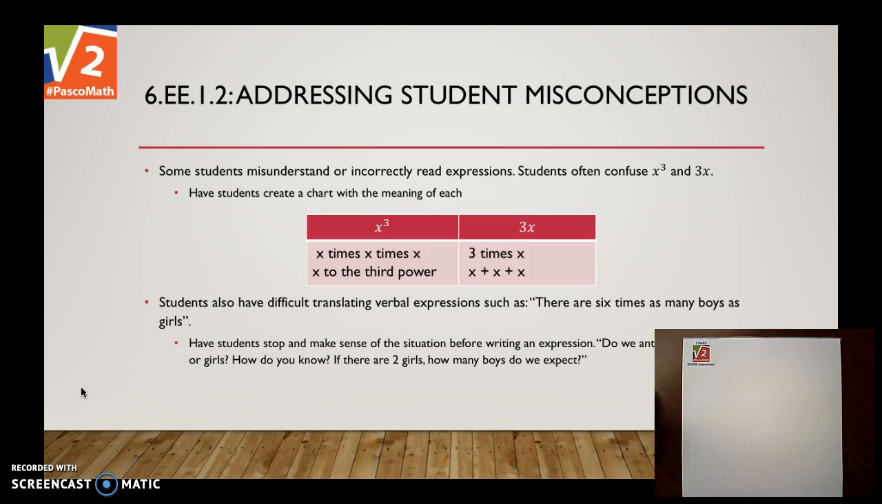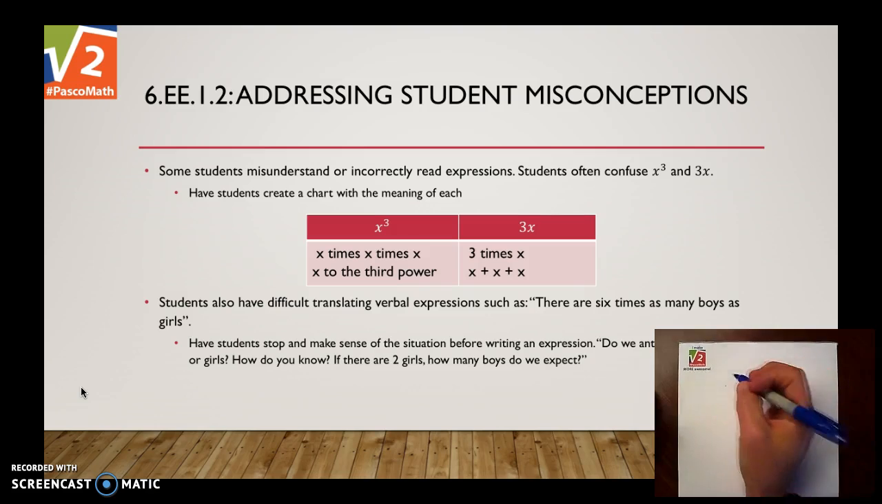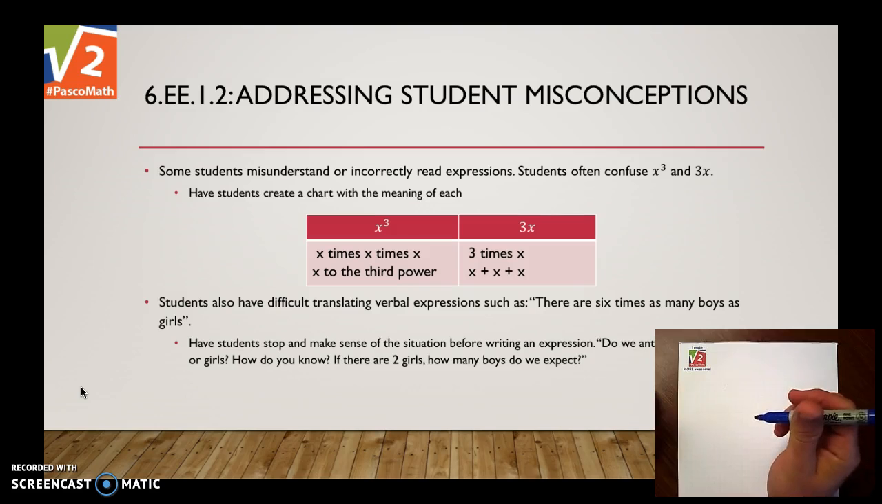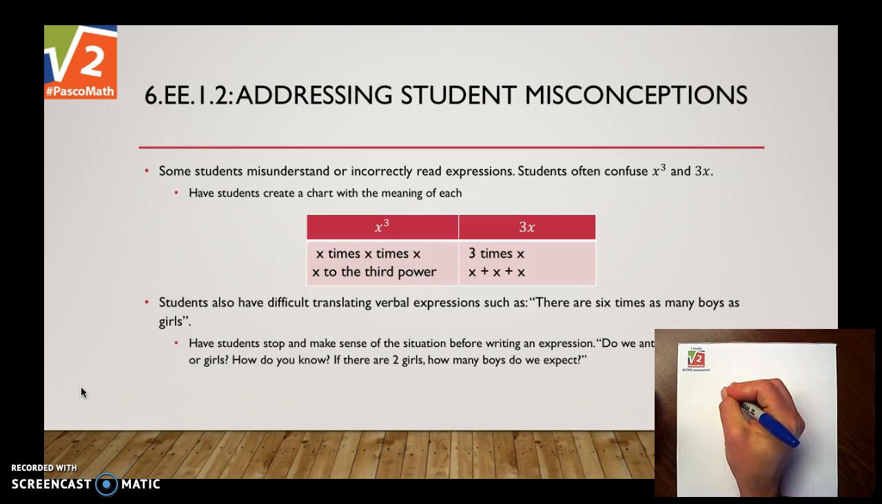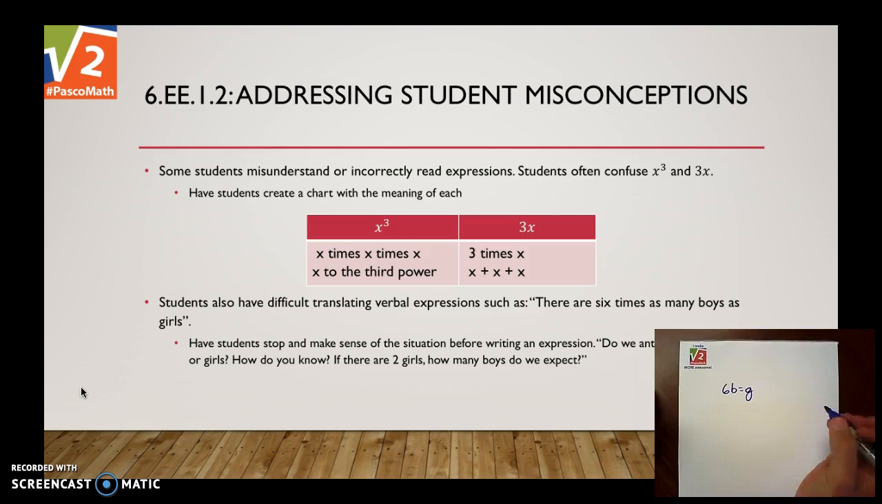And that distinct difference: x used as a factor 3 times, x times x times x, versus x plus x plus x. Also, a lot of students will have difficulty translating verbal expressions to numeric or algebraic expressions for sure. And the problem I listed right here is a great one to ask students. There are 6 times as many boys as girls. When you ask this, just pose it to the class and have them write down their algebraic expression. Some will write 6 times as many boys as girls. And then some students might write 6G equals.